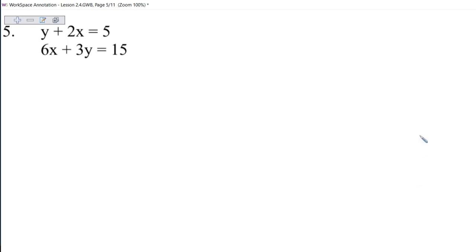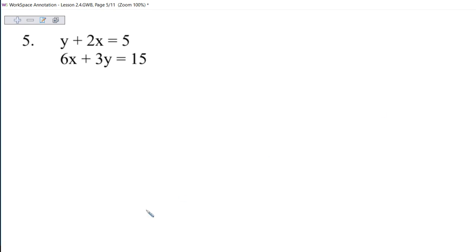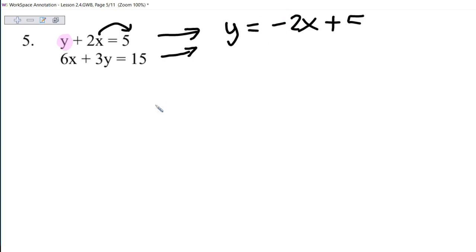Now, number 5, in order to use substitution, you have to have a variable by itself. Do we have a variable by itself here? No. So you have to get a variable by itself. So which one would be easy to get by itself? Yeah, this top y. So to get the top y by itself, I'll have to move this 2x to the other side. So what happens to the 2x when I move it to the other side? Becomes -2x. And I'm not changing the bottom equation. It's going to stay 6x plus 3y equals 15.